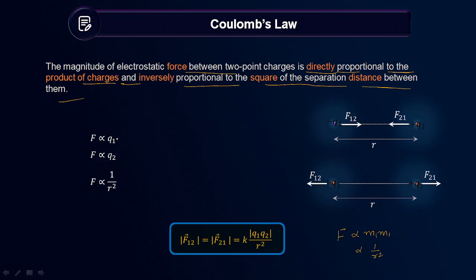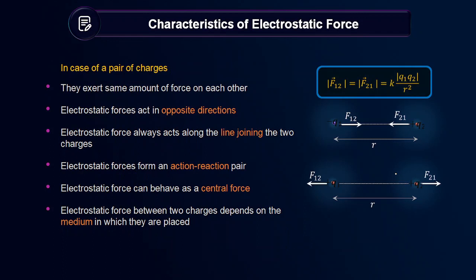So force is proportional to q1 q2, and it is also proportional to 1 by r square. We can combine them and say that the magnitude of force equals k q1 q2 by r square. Here k is some constant. r is the separation between the two charged particles. When we have unlike charges, like minus and plus charge, a force of attraction will act, and when we have the same nature of charge, plus-plus or minus-minus, a repulsive force will act.